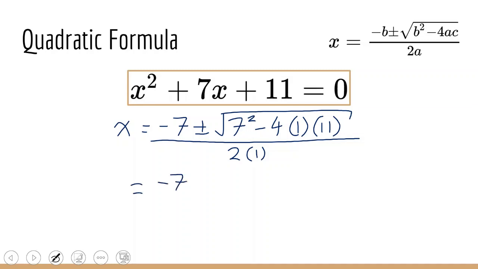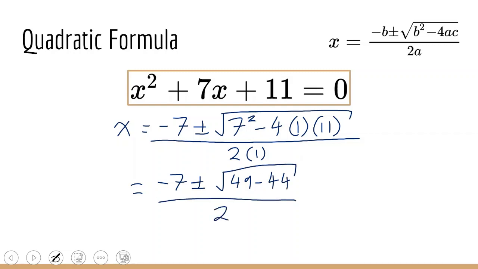So let's go ahead and write this out a bit more simply. Root of 49 minus 44 all over 2. And from there, I can see that the quadratic equation would just be solved by this value over here. Half of minus 7 plus or minus the square root of 5.